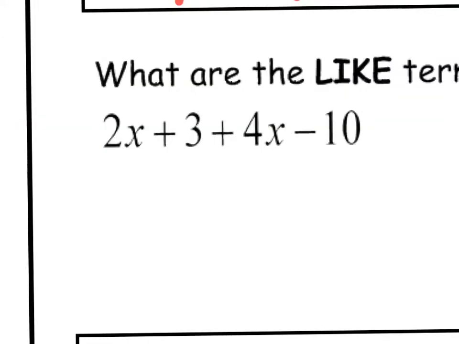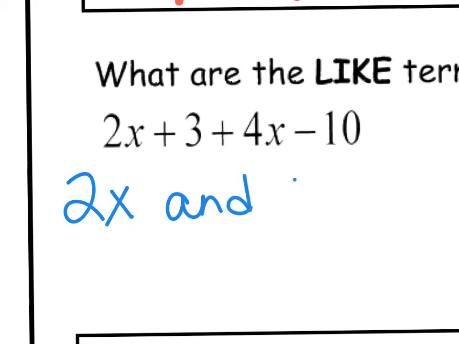Let's see, Sebastian, what's a like term to 2x? What's exactly the same variable as 2x? 4x also has the exact same variable. So 2x and 4x are like terms. There are 2 more like terms in this. Could you please tell your neighbor, what are they?